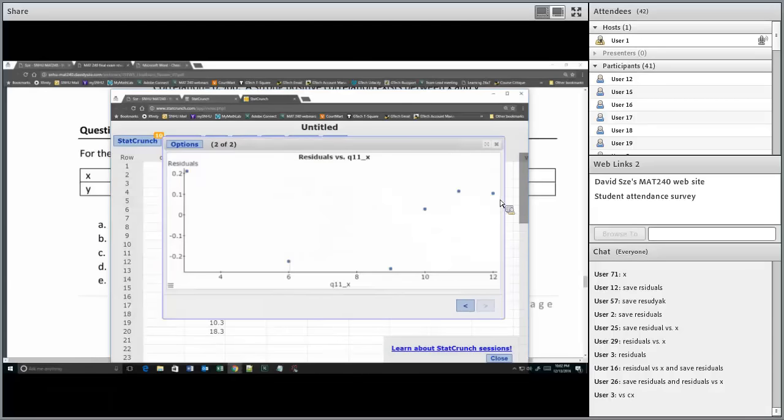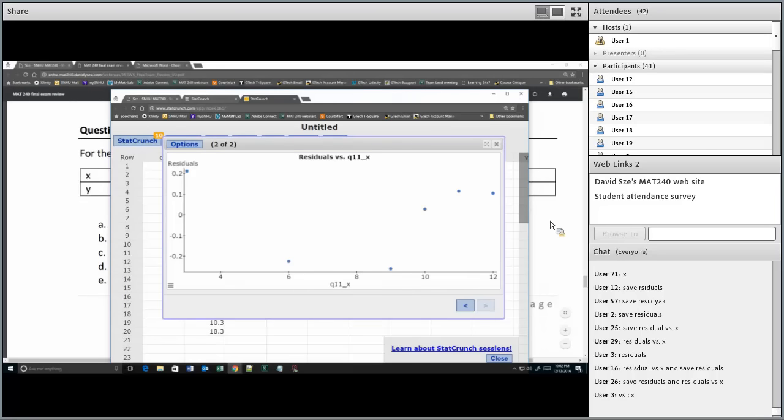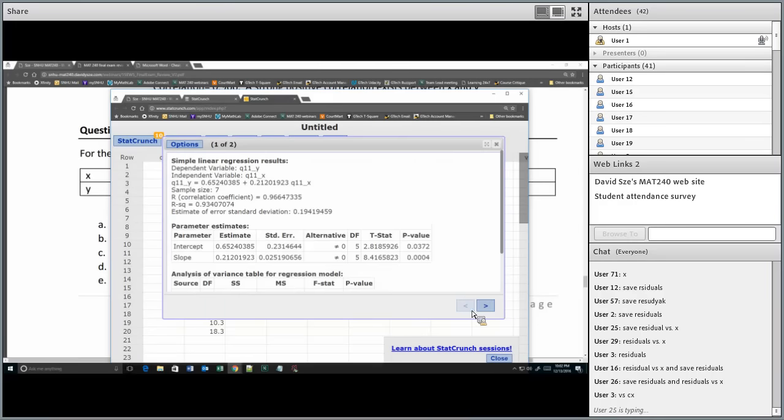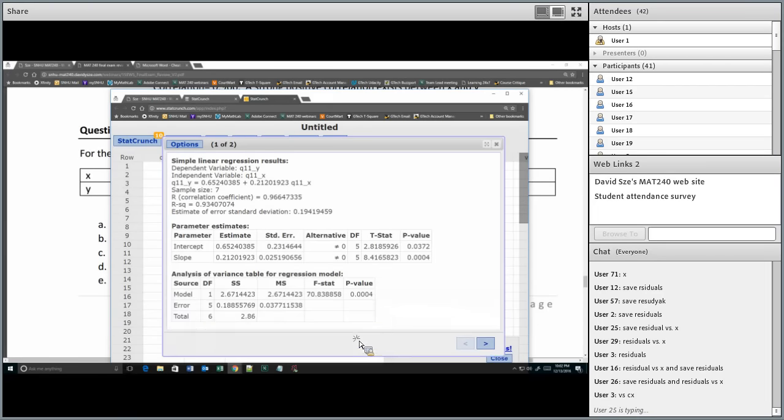So here's, well, there's a pattern, right? You can see that there's a little bit of a pattern, but at least it's not a parabola pattern, but there definitely is a pattern there. But anyway, here's the output of the equation, the regression equation.